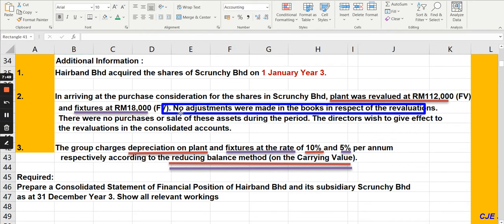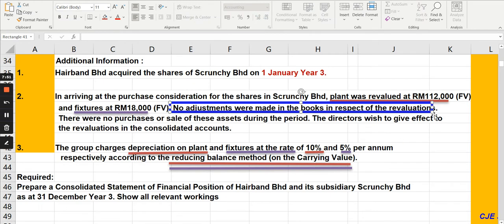Right. However, you are informed here, no adjustment was made in the books in respect of the revaluation. So meaning to say that these fair value adjustments were not being made. And on top of that, there was no purchase or sale of these assets, which refers to plant and fixtures, during the period. During the period means from the date of acquisition until the reporting date, which is 31st of December year 3.